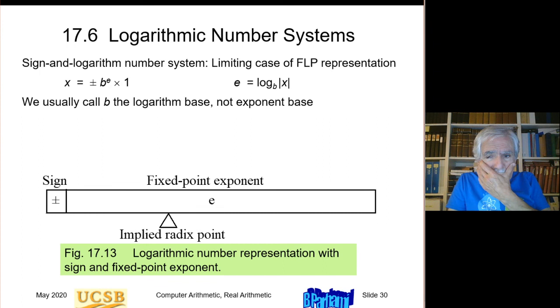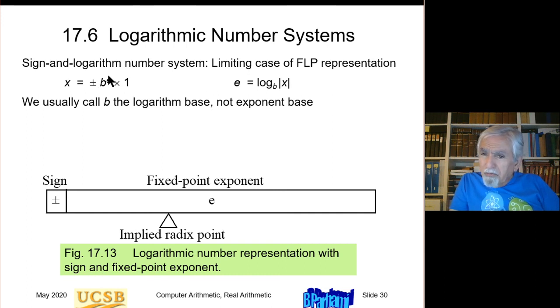So to represent a logarithmic number, we represent its sign and the exponent. This is why it's also called the sign and logarithm number system. This is the sign of the number. This is the base b logarithm of the number. So e, the exponent, is the base b log of the magnitude of x. The sign is already represented there.